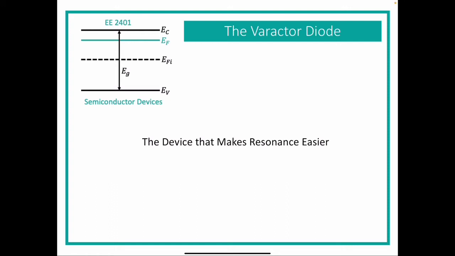The last special diode we're going to talk about is the Varactor diode. This is a PN junction diode basically that's just been designed to take advantage of the fact that there's a relationship between capacitance of the depletion region and the width of the depletion region.